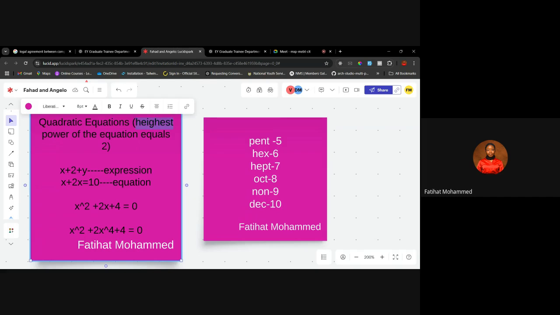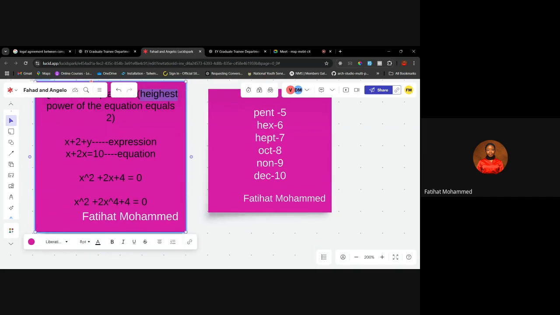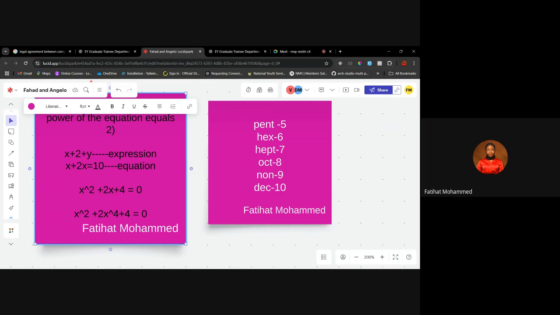So when you have the highest power of the equation to be equal to 2, then that's a quadratic equation. So if you look at this now, you have x raised to the power 2 plus 2x plus 4 equals 0. The highest power of this equation is 2. And for this second equation, the highest power, as you can see, is 4. So when you have the highest power to be 4, it is no longer a quadratic equation. Do you get it? Okay.